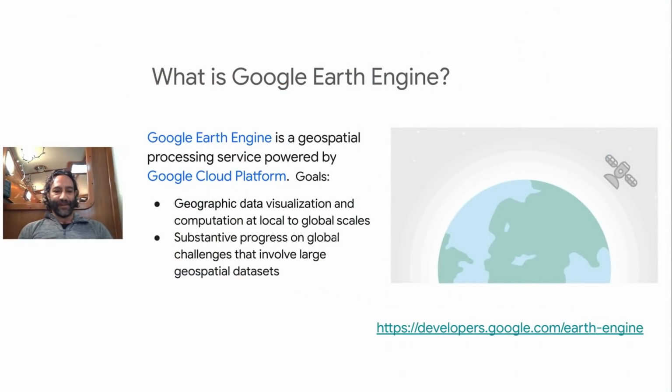In its most general sense, Earth Engine is a geospatial processing service powered by Google's cloud, and we have some specific goals for this. First, we want to provide a tool that will let you visualize and do computations on very large geographic data sets from local to global scales. We'd also like to use Earth Engine to make substantial progress on global environmental problems that involve large geospatial data sets. And you can learn more about Earth Engine from this link. On all the slides that I'm going to show you today, I'll have some links at the bottom to docs where you can get more information.